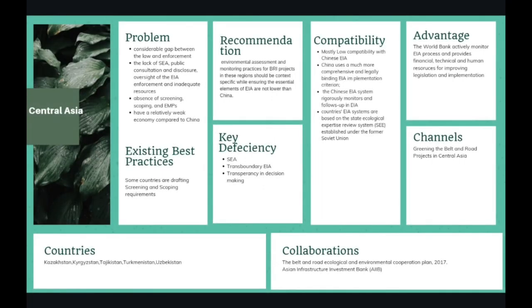Substantial gaps between the law and its enforcement were one of the biggest issues in Central Asia. There are also a number of deficiencies in public participation and disclosure, scoping and screening, and resource allocation. On the bright side, some countries are drafting scoping and screening requirements. When compared with Chinese EIA, most of the countries scored lower. But it is important to note that the EIA systems in most of these countries are based on the system established under the former Soviet Union, which can be very different from the Chinese EIA. So we should be careful when comparing their EIAs.